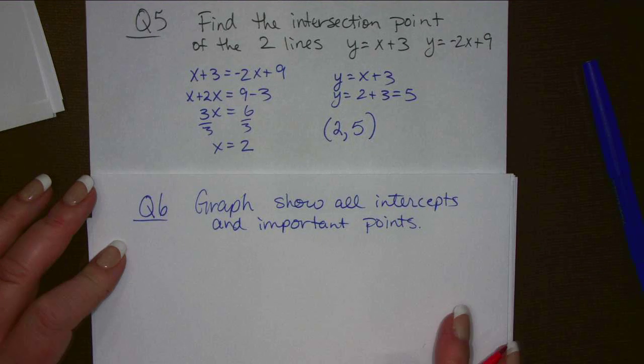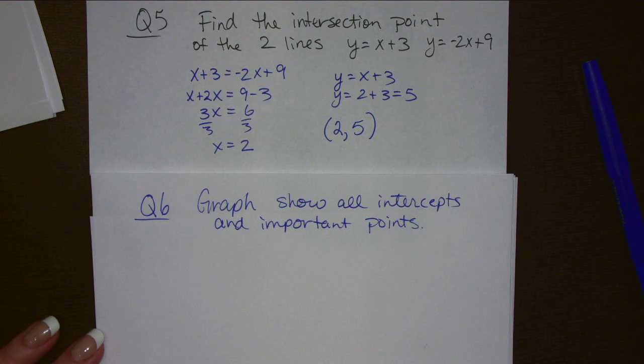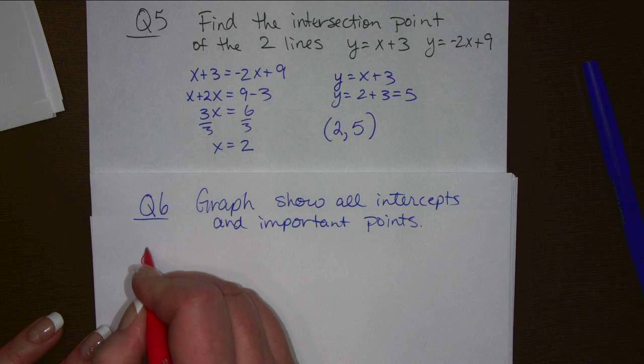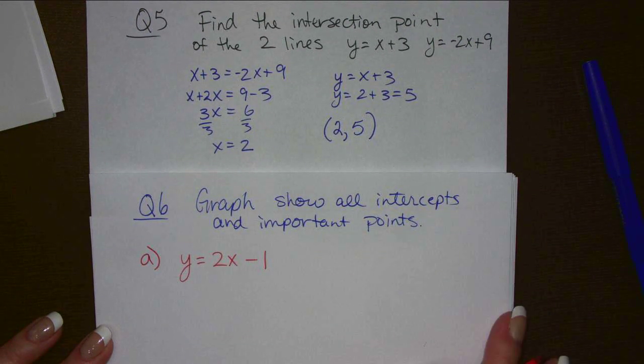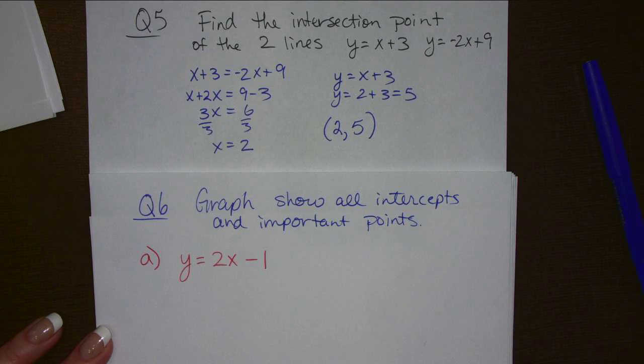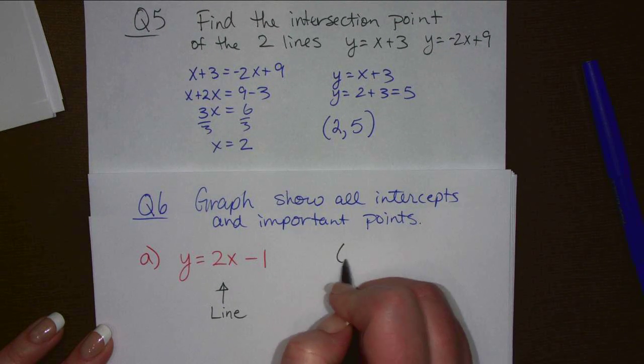Okay, so the next question, graph. So we'll do just a couple of graphs. So what type of equation is this? Just a straight line, a linear equation. The only points we need are the x and y intercepts. We need 2 points to draw a line. This one is a line. And so we can find our x and y intercepts and then plot those.